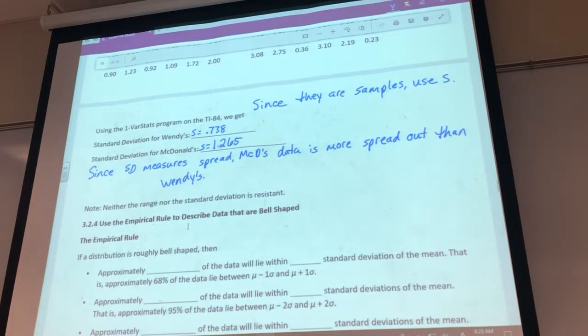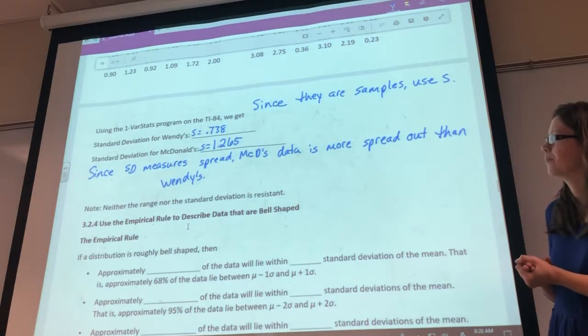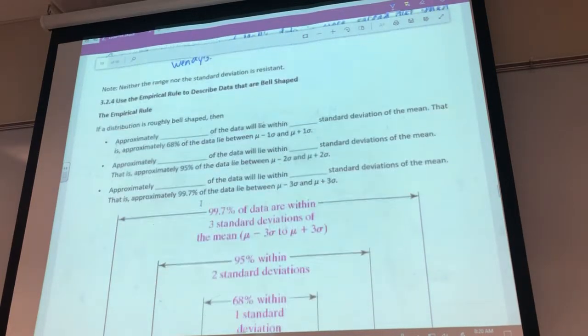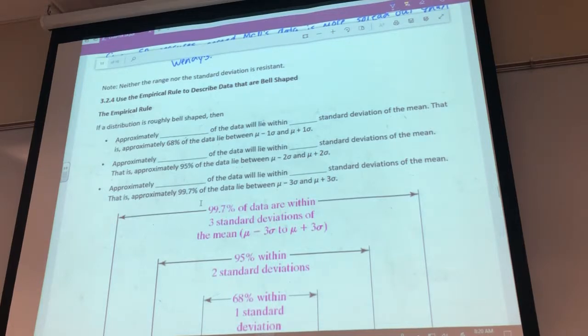Technically our mode would be resistant as well, but we don't usually use the mode, so we don't really think about that. We do have one more measure that's resistant, but we won't get that until next week, so just have to wait.